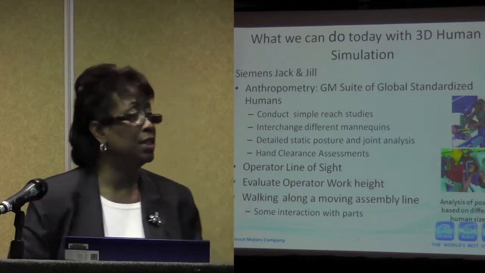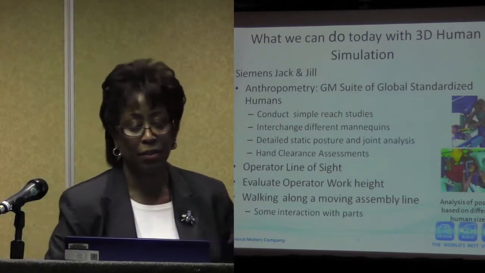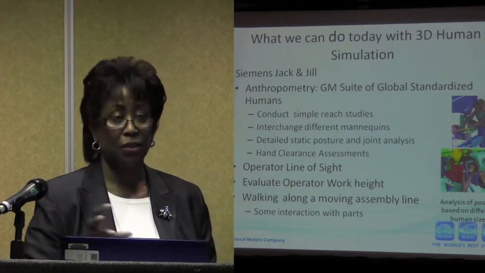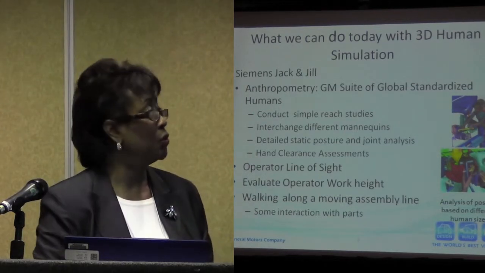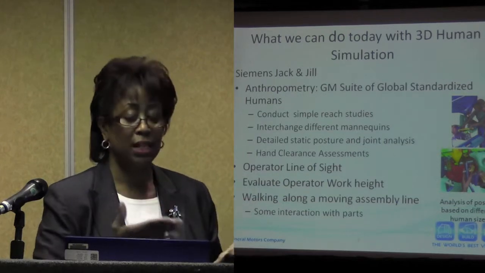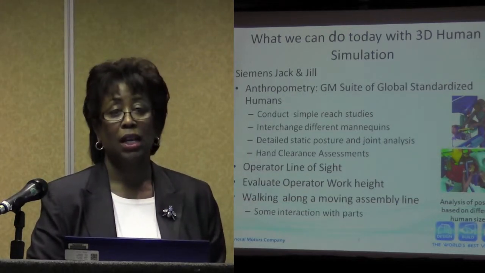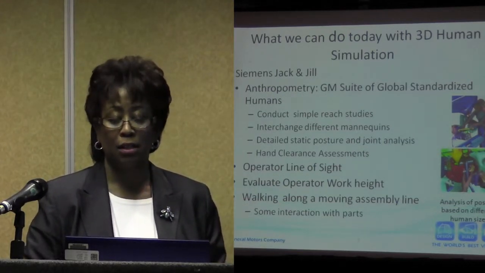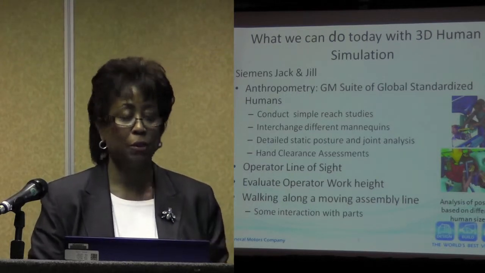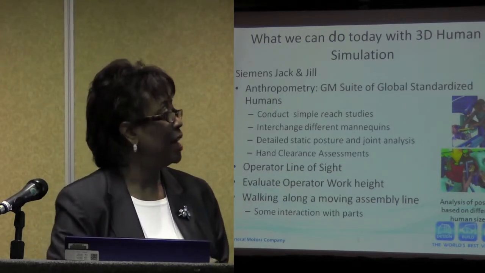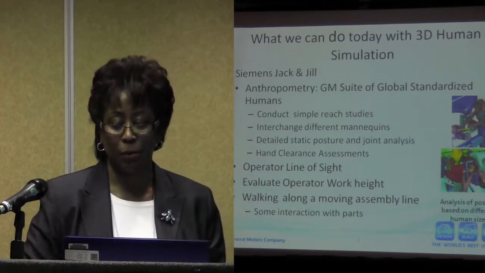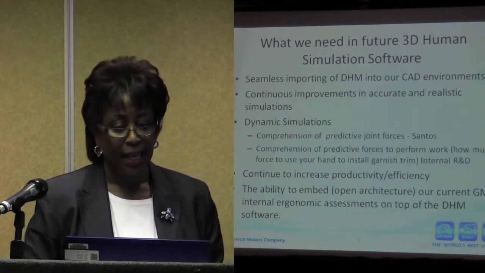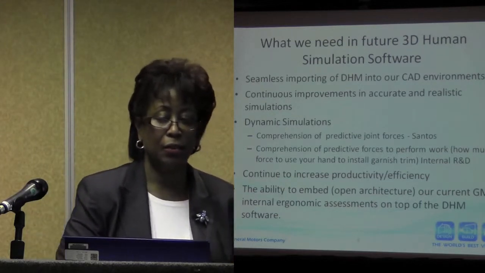We can do pretty detailed static postures and joint analysis, and hand clearances. How much clearance do I have? Do I need to start looking at reducing forces if I don't? Operator line of sight are things we can do. The operator walking along an assembly line, it's a little rough, but we can still do that, and that's getting better. And then evaluating the overall work height for an operator.